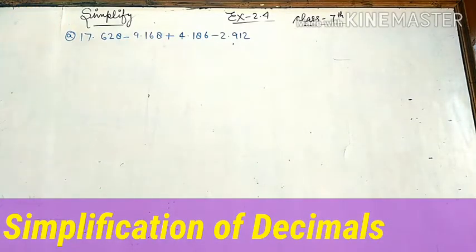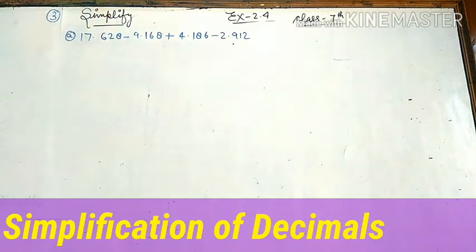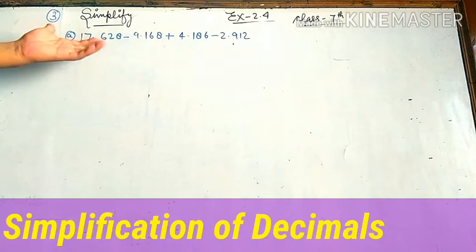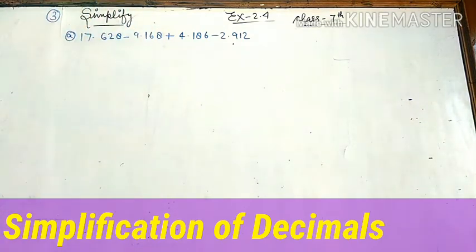Next question is question number three. Simplify. In the first and second questions separately, you solved addition and subtraction of the numbers. But now here is mixing. That is why it says simplify. Simplify means mixing of plus and minus. So we have to group them in equal order and solve them.